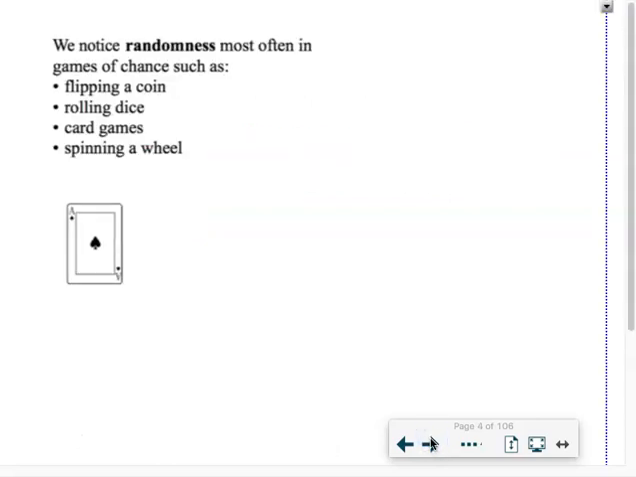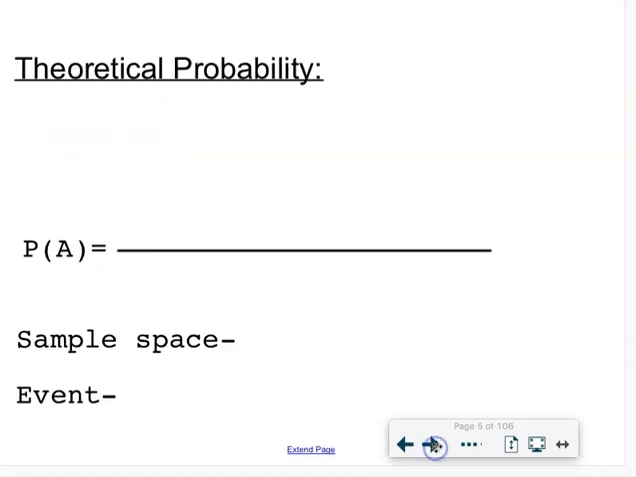Examples of randomness most often pop up in things such as flipping a coin. That would be a 50-50 chance, heads or tails. Rolling dice, there's 6 sides of a die, and they each are equally likely to pop up. Card games, since there's 52 cards, there's the same amount of each type of card. Those types of things are random. And then spinning a wheel, like if you played Twister before, spinning a wheel and what sector of the spinner it pops up on.